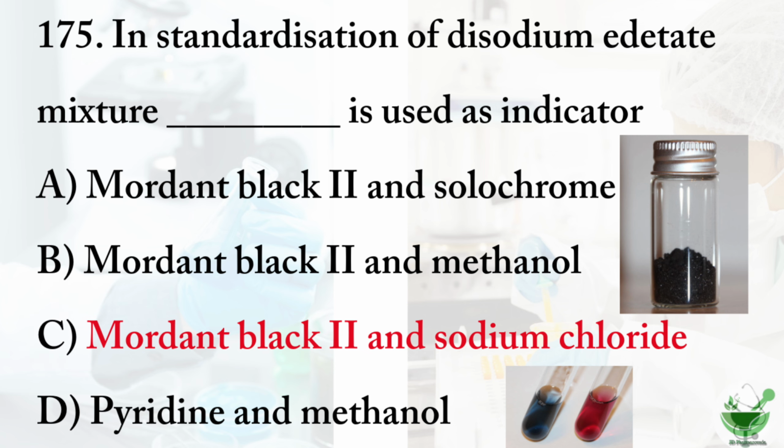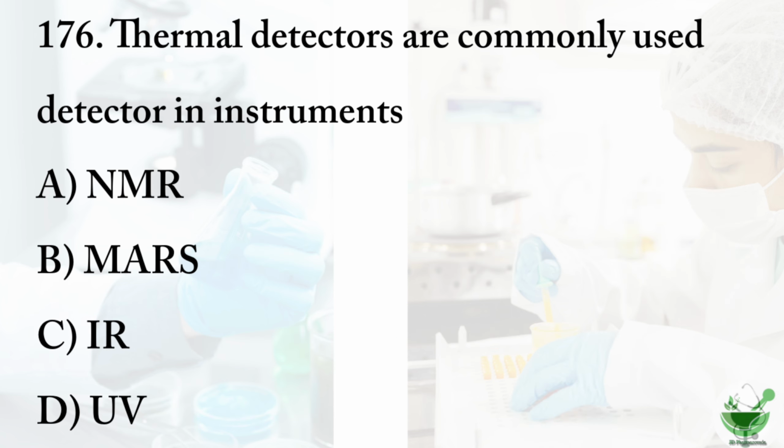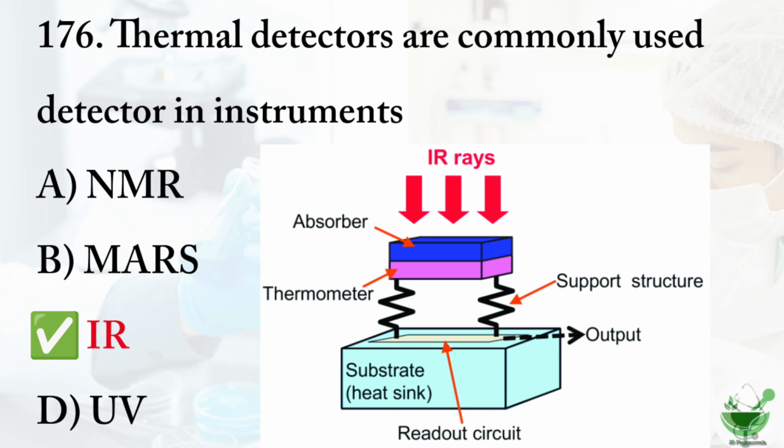Next, moving on to the next question, 176. Thermal detectors are commonly used detector in instruments. In which instrument? So option A is NMR spectroscopy, B mass spectroscopy, C IR spectroscopy, D UV spectroscopy. So the correct answer is IR spectroscopy, the option C.